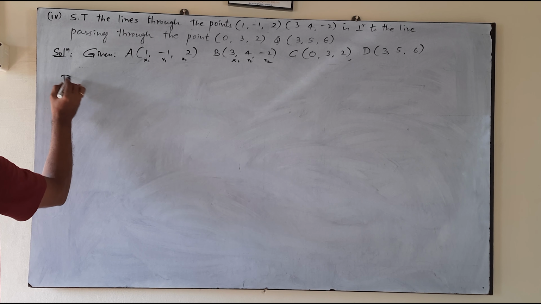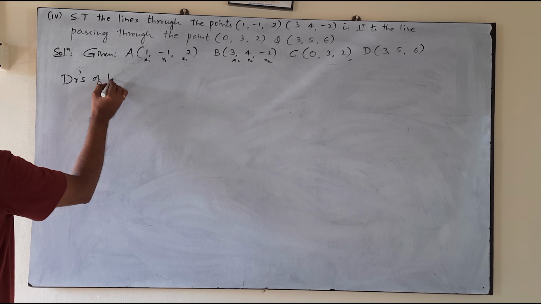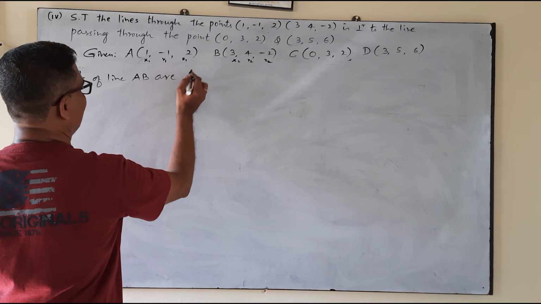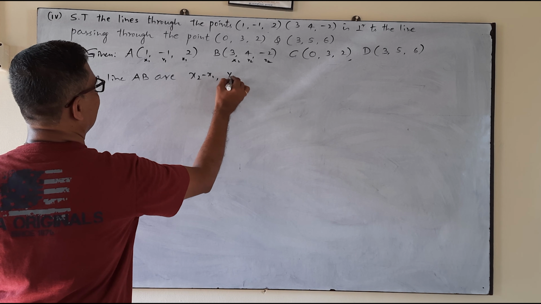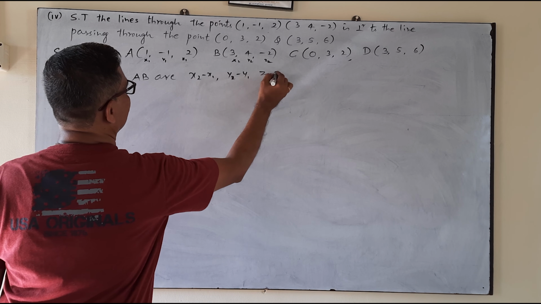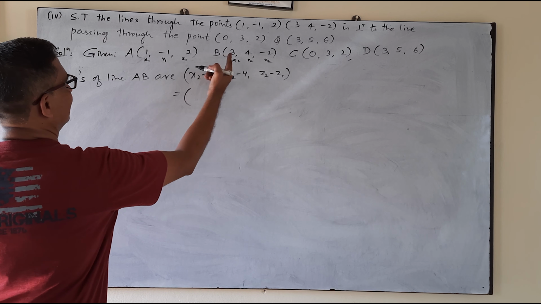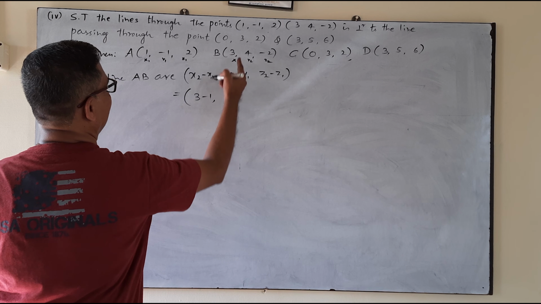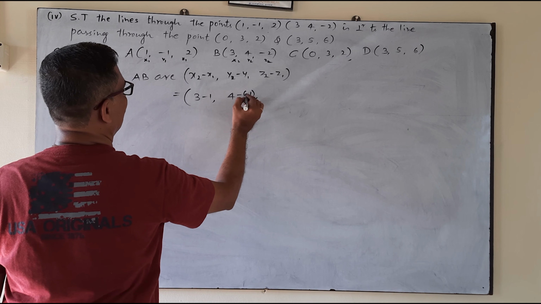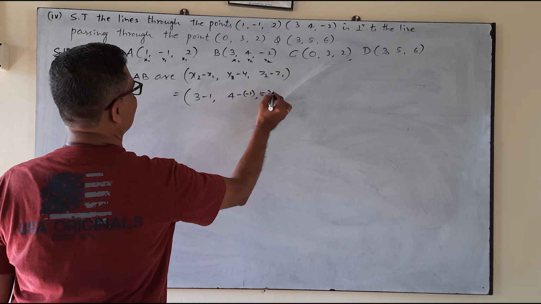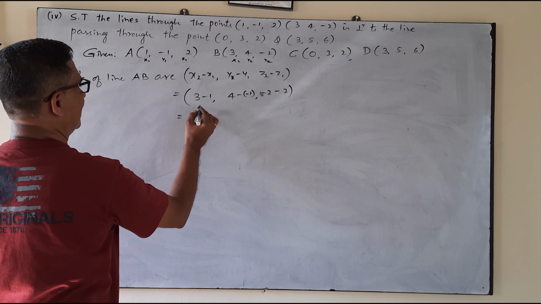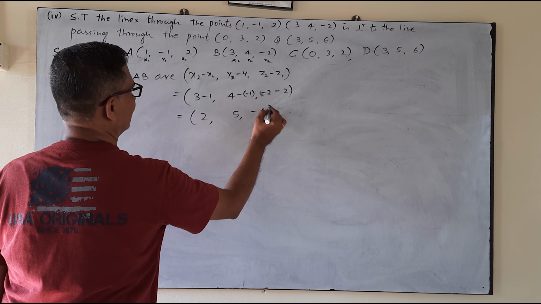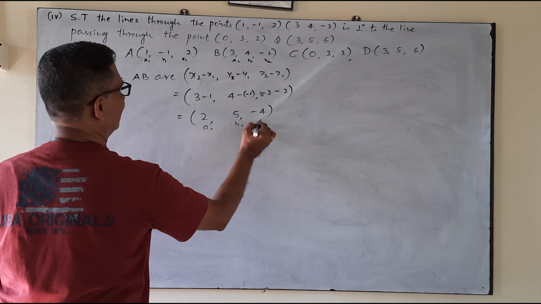Now to find AB. You know that the direction ratios of line AB are, what is the formula? Direction ratios of a line between 2 points: x2 minus x1, y2 minus y1, z2 minus z1. That equals 3 minus 1, 4 minus of minus 1, and minus 2 minus 2. That is 3 minus 1 is 2, 4 plus 1 is 5, minus 2 minus 2 is minus 4. This is called a1 b1 c1.